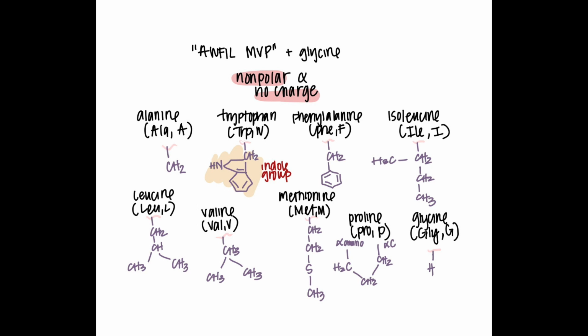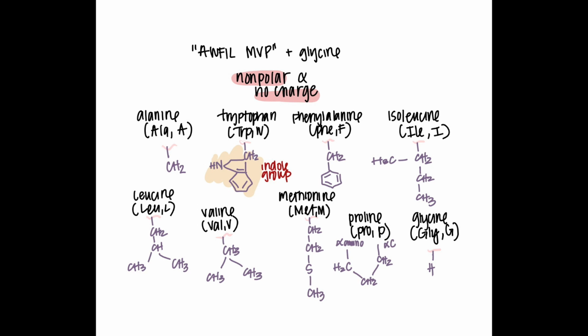So for the nonpolar amino acids, this one's a bit of a stretch, but I use the acronym AWFUL MVP is how I say it, and then I put plus glycine because that one just has a hydrogen atom as its R group, so I just try to remember that one on its own. But awful MVP, I like to think they're awful, they are nothing, so they are nonpolar and they are not charged.